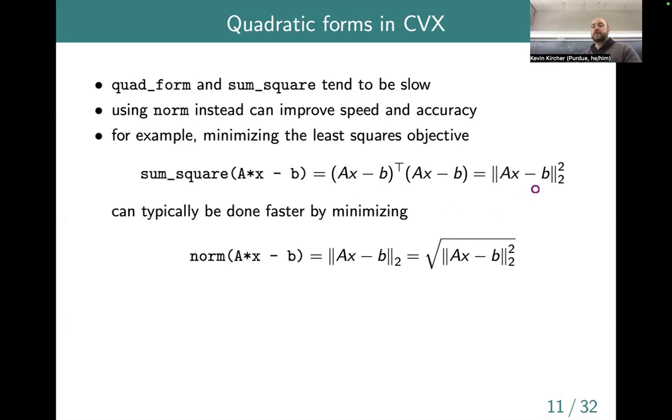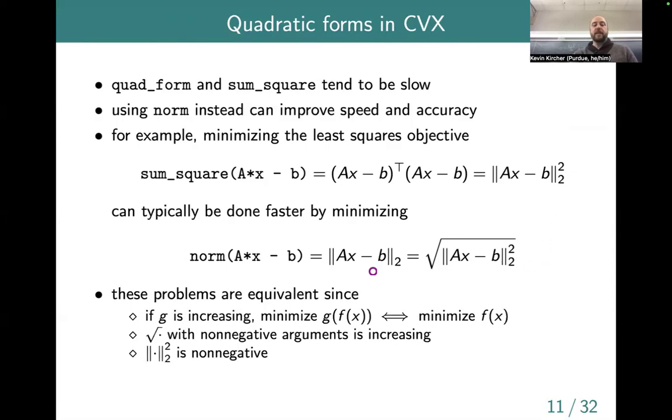So that is equal to the 2 norm of Ax minus b, squared. But typically in CVX, for numerical reasons, it's actually a little bit faster to minimize the norm here. So rather than minimizing the 2 norm squared, we can just minimize the 2 norm itself. And this is not exactly equivalent. It's not the exact same optimization problem, but they're equivalent in the sense that if you solve the least norm problem here, the solution x is also the solution to the least squares problem as well.